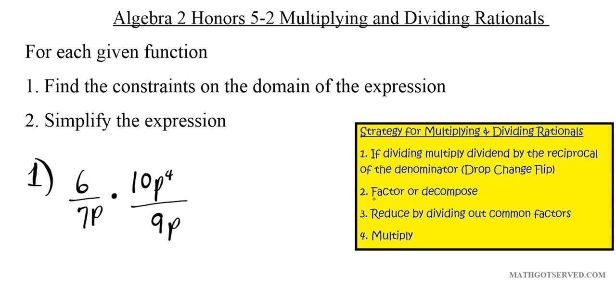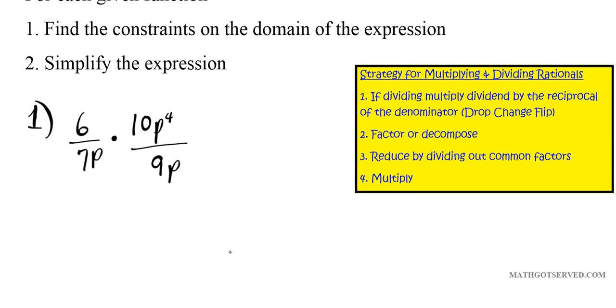After that, or if you have a multiplication, you jump straight to step 2, which is you factor if you have a polynomial expression that's not prime, or you decompose if you have a monomial that's composite. After that, you reduce by dividing out common factors from the numerator and denominator, and then you finish it off by multiplying. All right, so let's take a look at problem number 1.